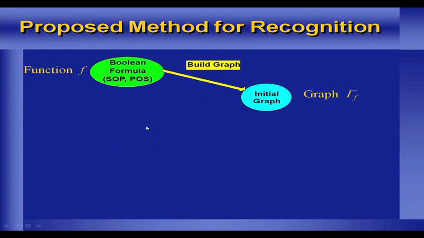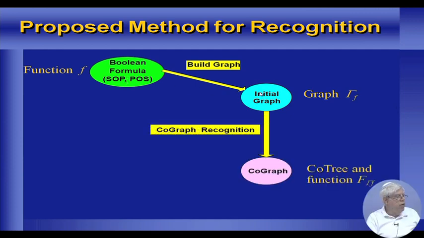So the proposed method for recognizing read once functions is simply this. You take an input in sum of products or product of sums form, either way, it doesn't matter. In computer science, we would say DNF or CNF. We test to make sure it's unate. We build the co-occurrence graph. We run a CoGraph recognition algorithm, like an efficient one of Cornel's, or a slow one, like the naive. That gives us a CoTree and the function f of the graph.